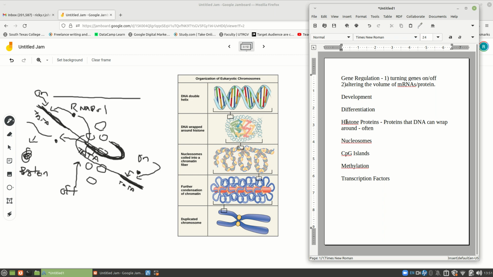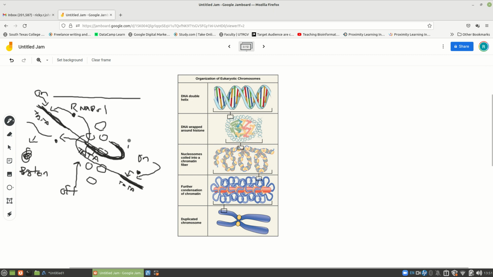Often, not always, often turning them off. All right, now a nucleosome is this piece of DNA and the histones wrapped around it. So in other words, this is a nucleosome. A nucleosome, here they have it, these little balls right here with DNA wrapped around them. You can see each of those are the nucleosomes. All right, and the DNA wraps around them.